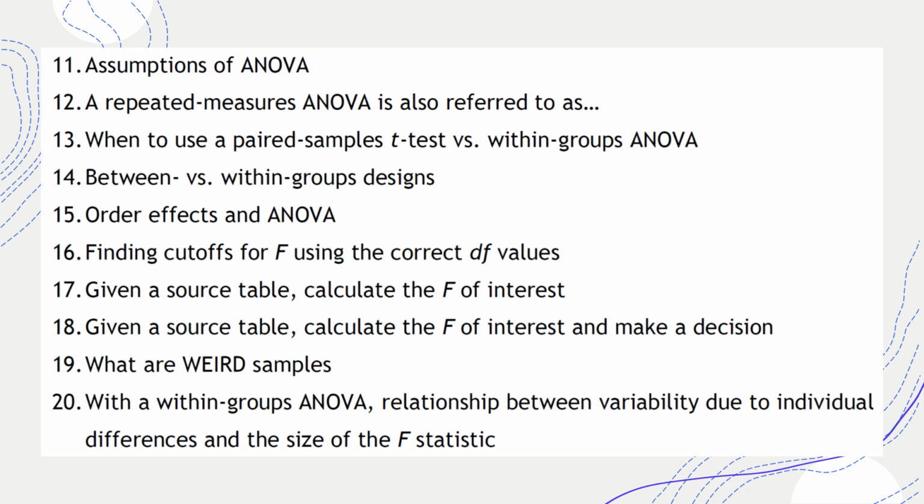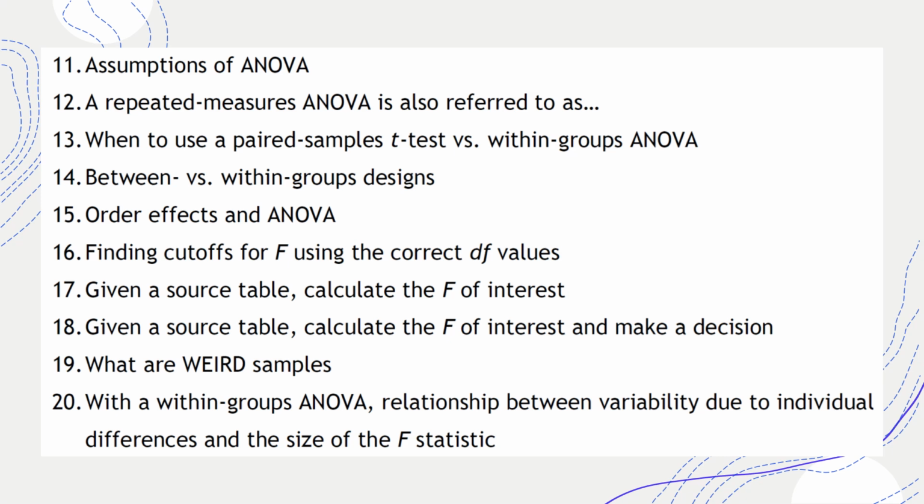And then 17, given a source table, calculate the F of interest. Again, which of the mean squares should you be dividing out here? Just ignore the subjects line, because like I said, nobody cares about that. It's between versus within.